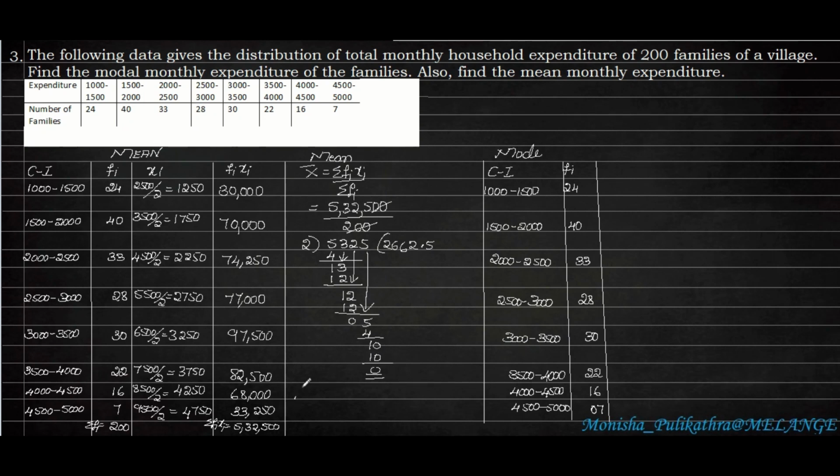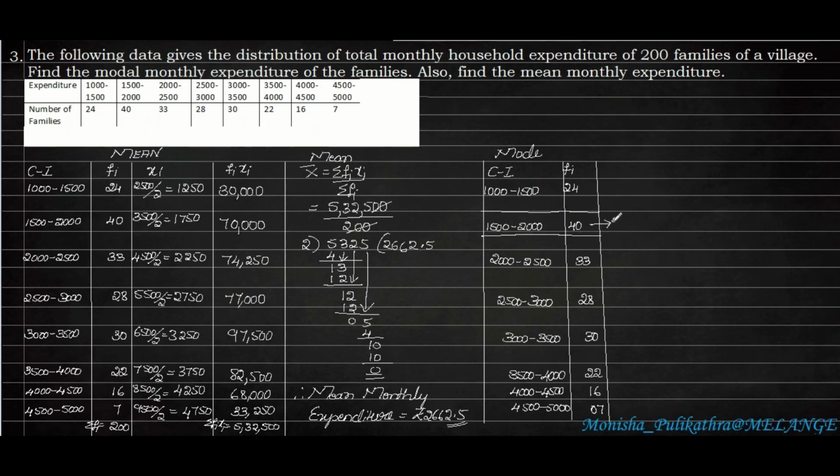So the mean monthly expenditure of 200 families is rupees 2,662.5. This is the mean, the average monthly expenditure. Okay. So now we have to find out the modal monthly expenditure, that is the maximum monthly expenditure. For this, first we have to find out the maximum frequency. Here the maximum frequency is 40. Okay. So we have to select this row.